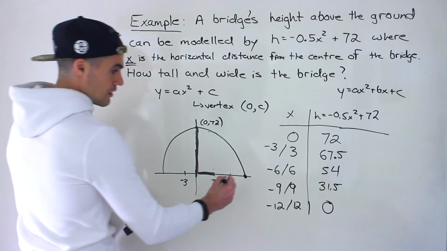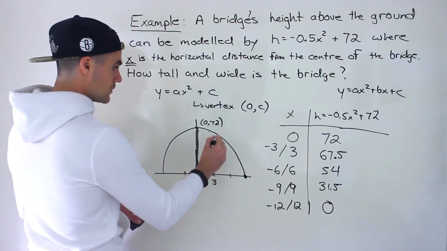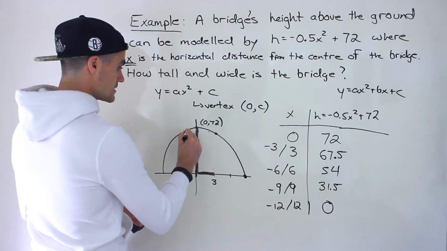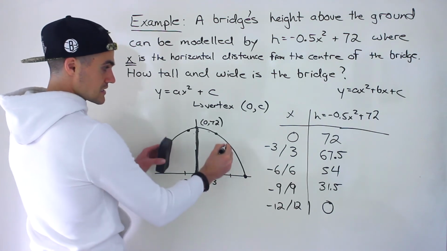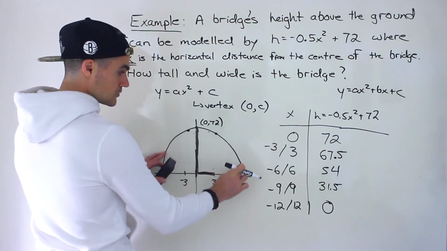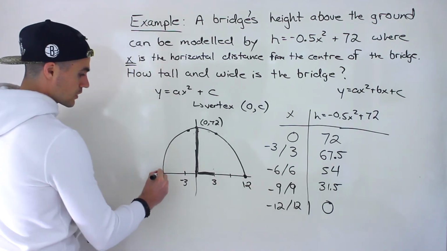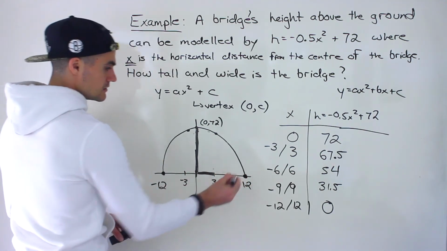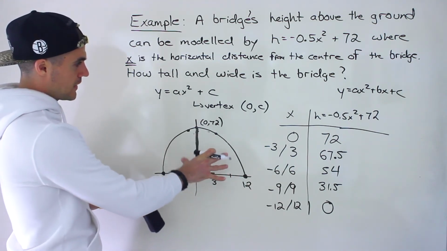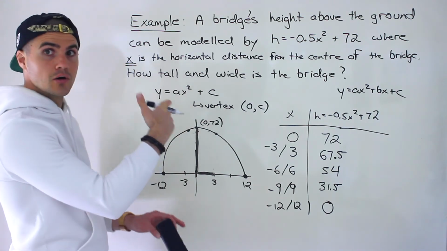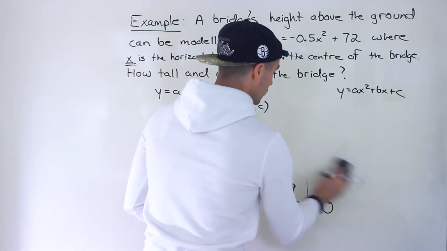So we know that we could plot all these points. So for example, 3, negative 3, we'd have 67.5, 67.5. Then we'd have negative 6, positive 6. That would give us 54. We could plot those points. And then notice that at 12 and negative 12, we're going to get 0 and 0. And now with this table, or this drawing over here, we have enough information to answer both questions, how tall and how wide the bridge is.